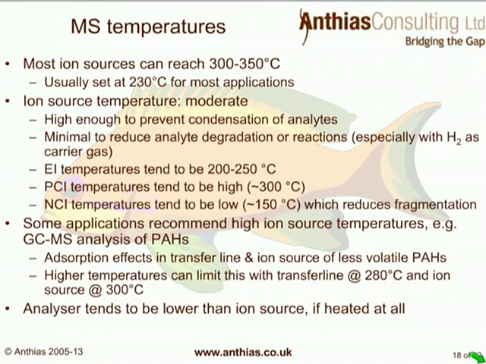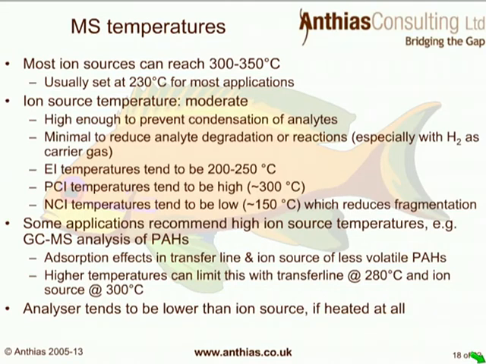EI temperatures tend to be around 200 to 250 degrees. If we're using positive chemical ionization, we tend to be using higher temperatures, around 300 degrees C. And if you're using negative chemical ionization, they tend to be low, around about 150 degrees C, which reduces fragmentation and enables us to get a better molecular ion.